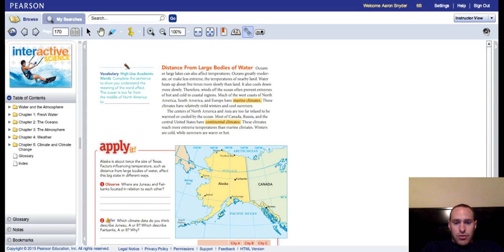But anyways, cities closer to the oceans are going to have less extreme temperatures and less extreme weather or climate, where cities like Fairbanks, which are a little bit further away, will have more extreme weather because the ocean isn't there to keep it more constant. So distance from large bodies of water is a factor that affects temperature.